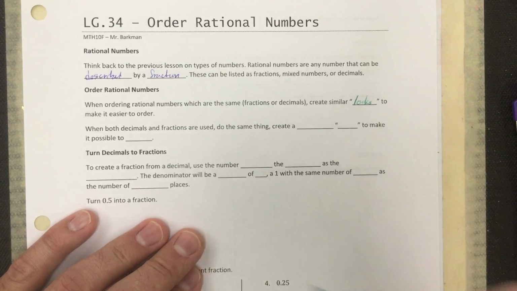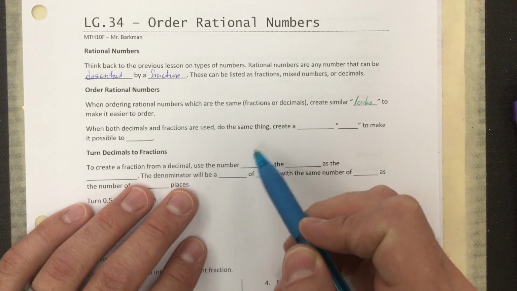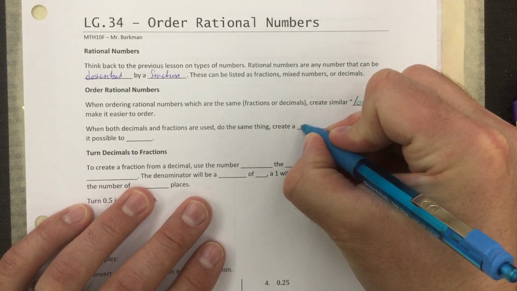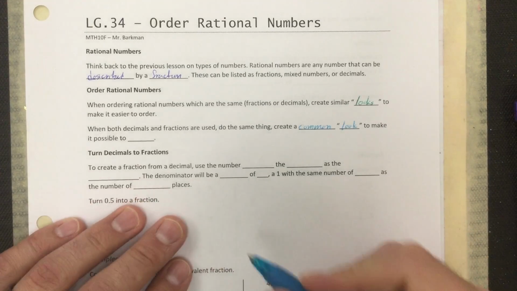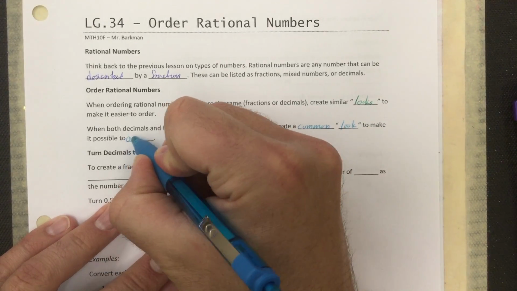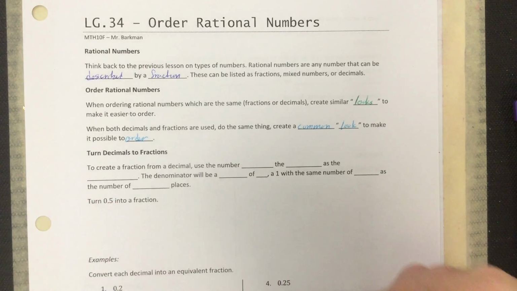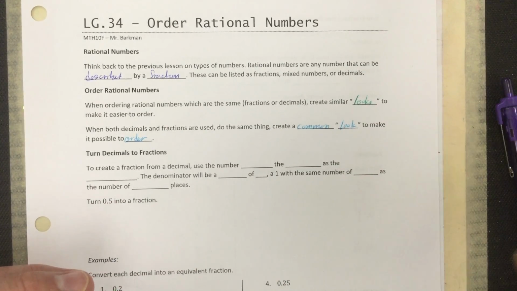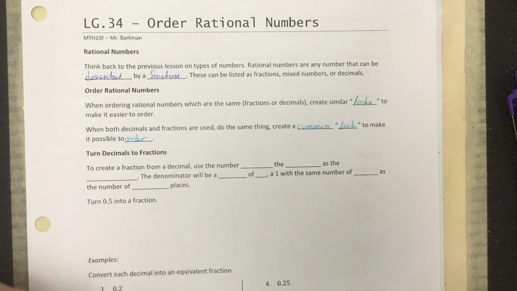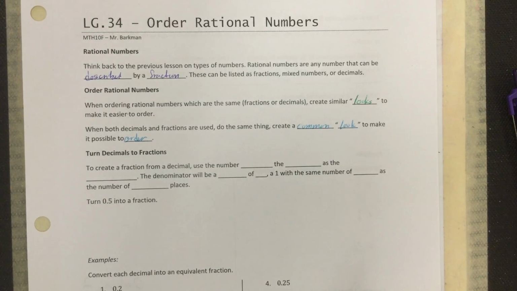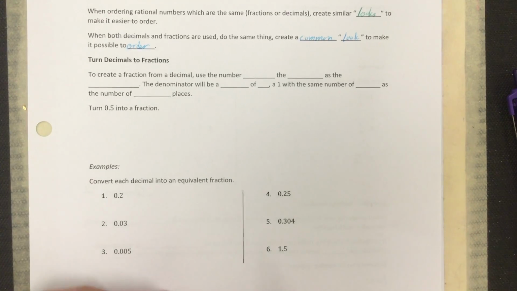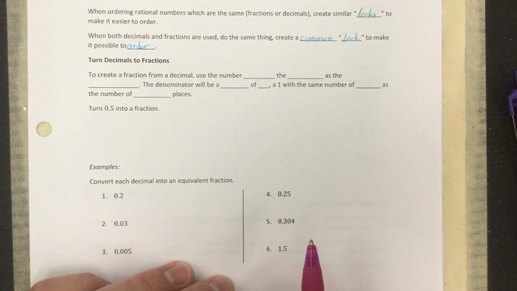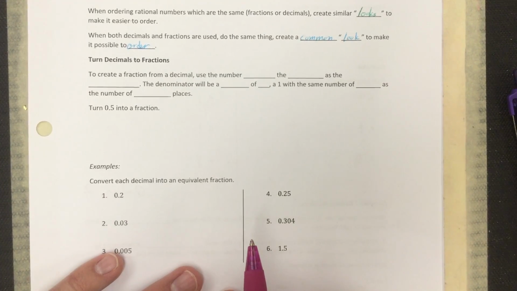Now, the problem is when both decimals and fractions are used, we want to do the same thing. We want to create a common look to make it possible to order. So that means we're going to want to put everything into fractional form or everything into decimal form in order to figure out which one's biggest or what order they go in from smallest to biggest. The first part we're going to look at is how do we turn decimals into fractions.